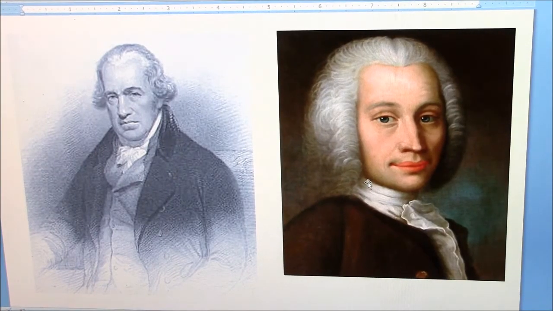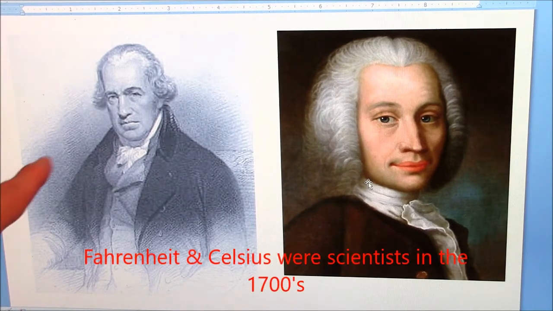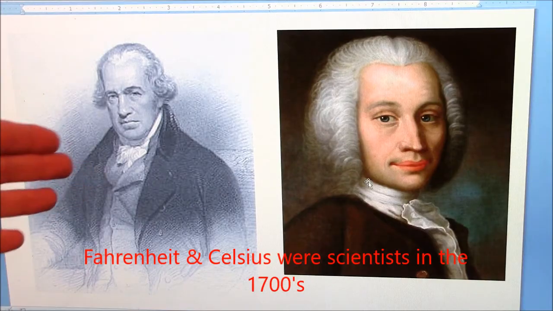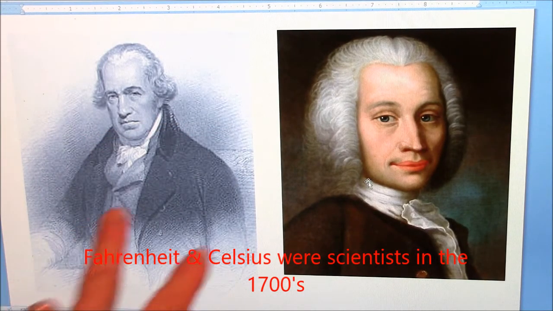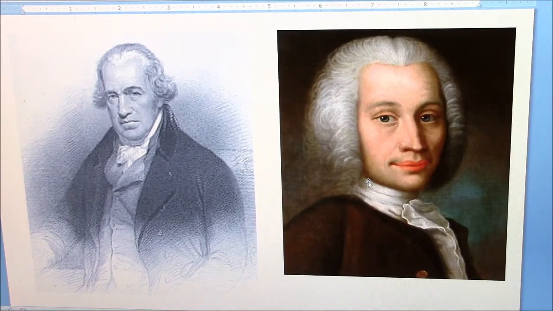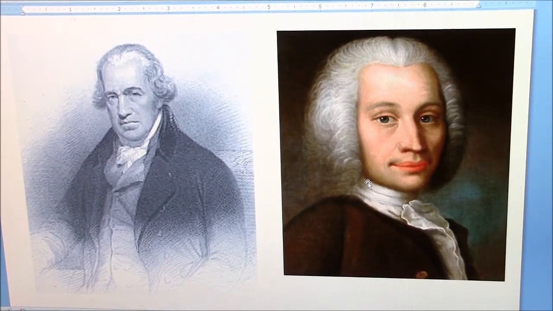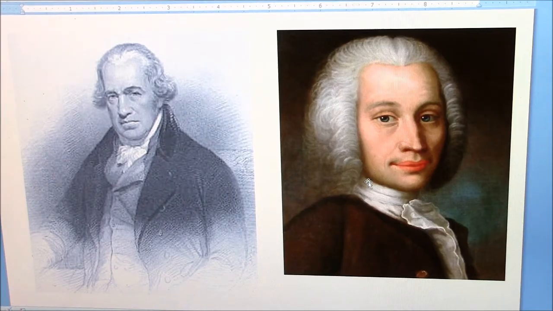The two most common temperature scales used in the world are Fahrenheit and Celsius. This is a picture of Gabriel Fahrenheit. He was German. This is Anders Celsius. He was Swedish. Both of them developed their temperature scales in the 1700s. Fahrenheit was the first one to build a mercury thermometer, so he built the best thermometers of his age.